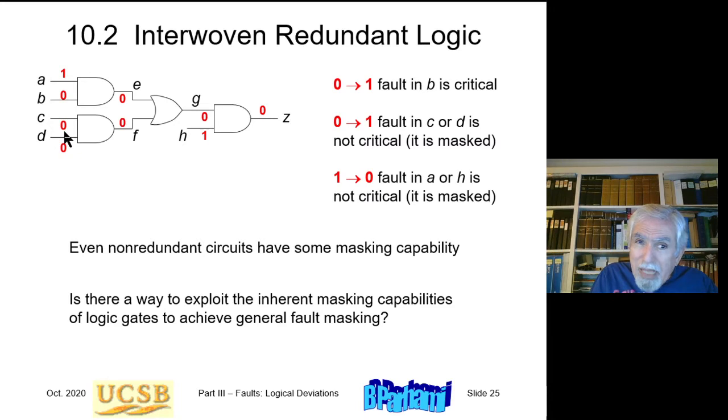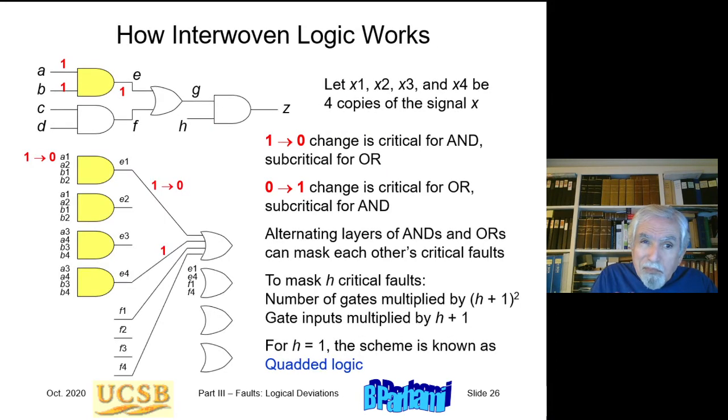Okay, it cannot mask, however, this line being stuck at 1. So some faults are not masked, but some faults are masked. So even a non-redundant circuit has some fault masking capability. Okay, so the question is, is there a way to exploit this inherent masking capability of logic gates to achieve general fault masking? And the answer happens to be yes, we can do that.